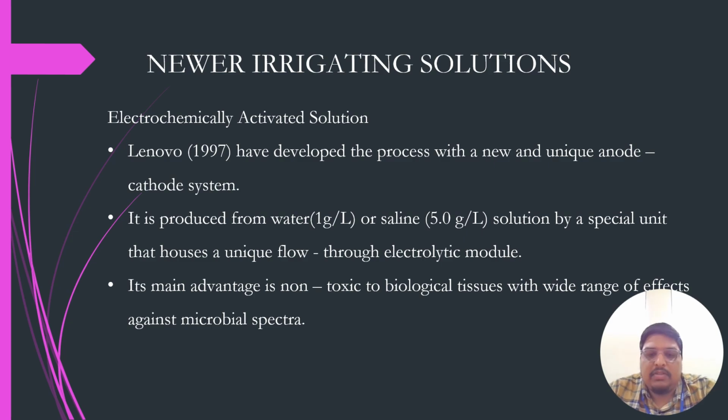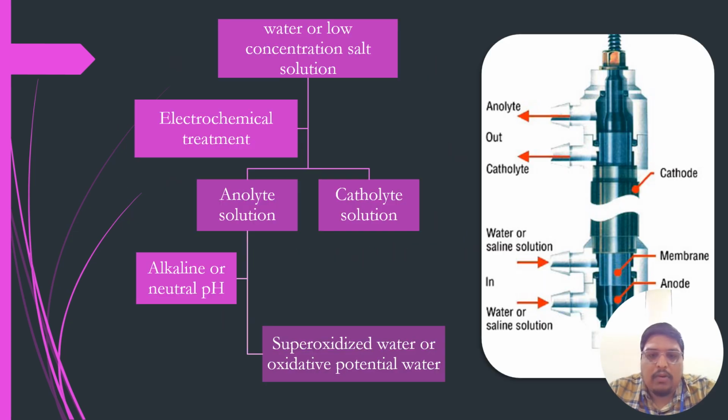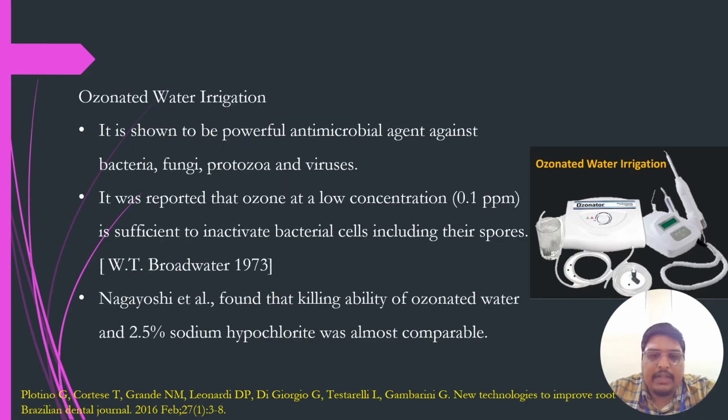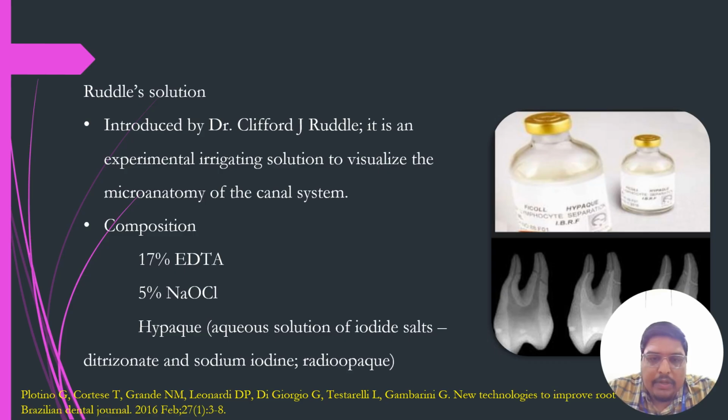The main advantage is that it is non-toxic to the biological tissues. Water or low concentration electrochemical treatment, analyte solution, catalytic solutions are the types. Ozonated water is an irrigation solution. It is shown to be a powerful antimicrobial agent against bacteria, fungi, protozoa, and viruses. It was reported that ozone at low concentration is sufficient to inactivate bacterial cells. Nygaard found the killing ability of ozonated water. Total solution was introduced by Dr.